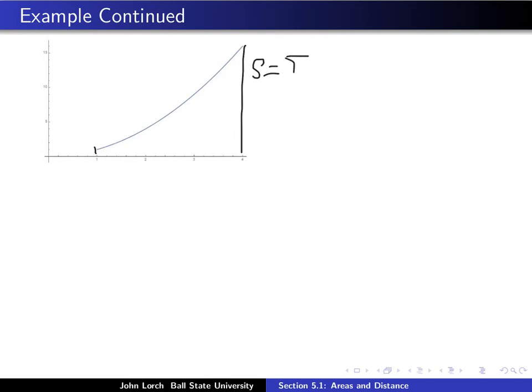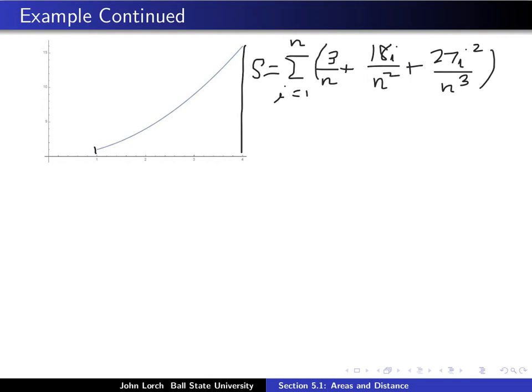And it was the sum i equals 1 to n, 3 over n plus 18i over n squared plus 27i squared over n cubed. Now we're going to try and simplify that expression or that sum using the formulas that we learned on the previous slide.